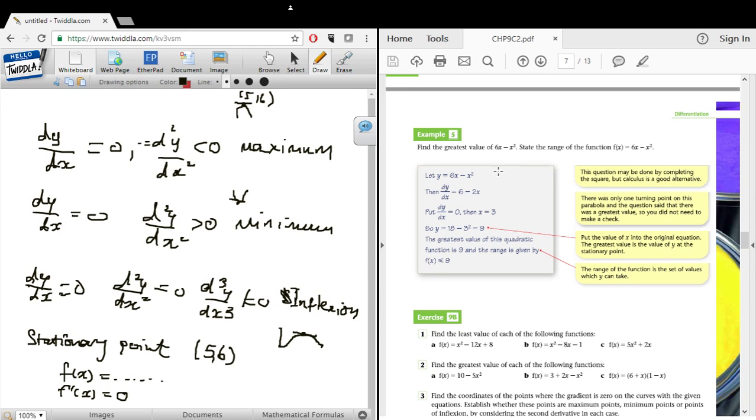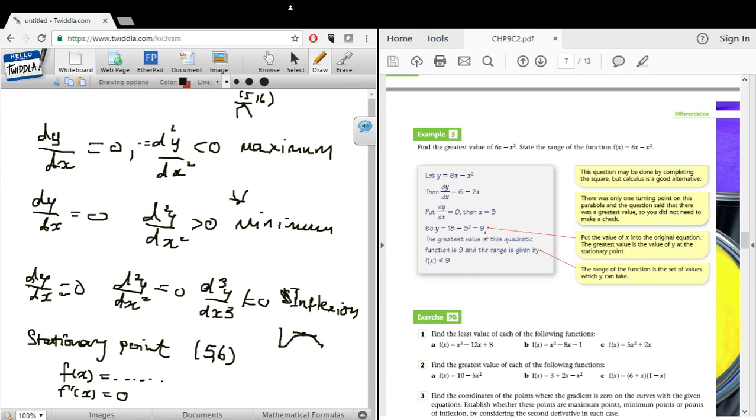Find the greatest value and state the range of the function. Okay, so here we're being asked to find the greatest value. Because we know that it's a cubed graph, it's only going to have one peak. So we can see that if we differentiate this, equate it to 0, x will be equal to 3. Now the greatest value of this quadratic function is 9, and the range is given by f(x) is less than 9.